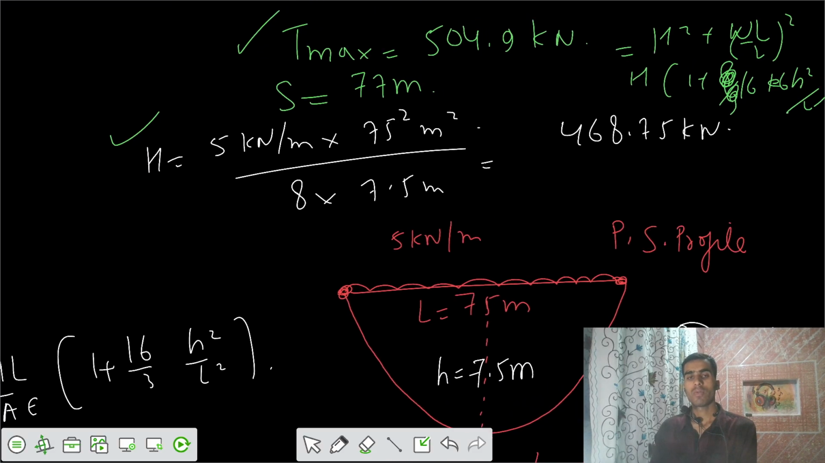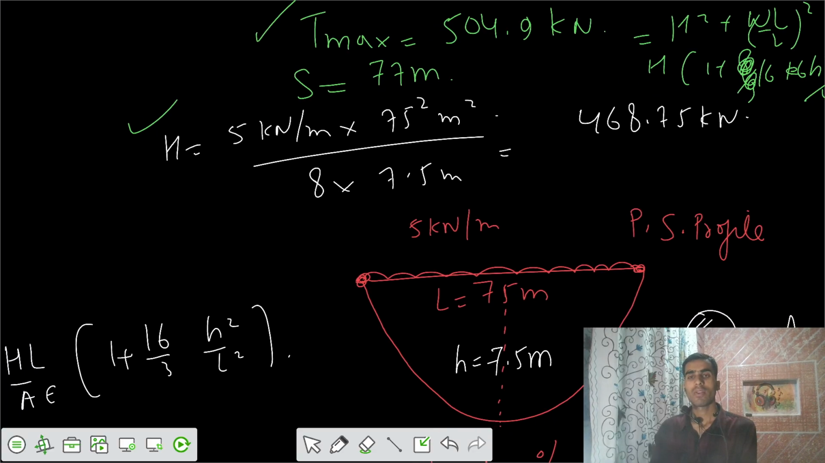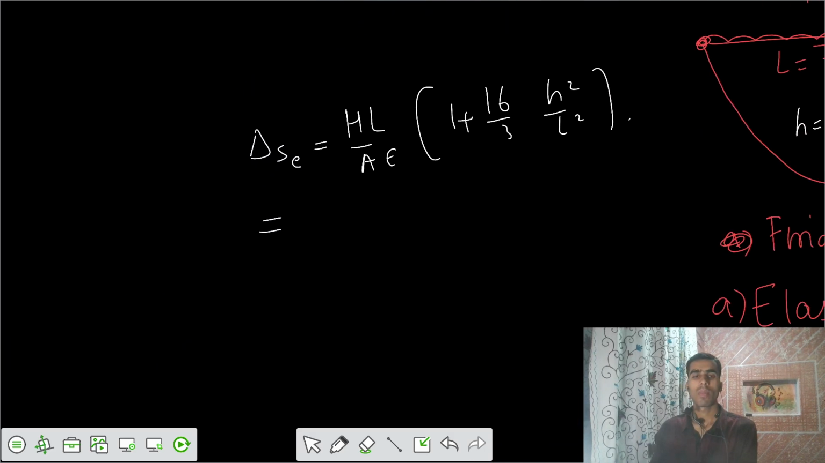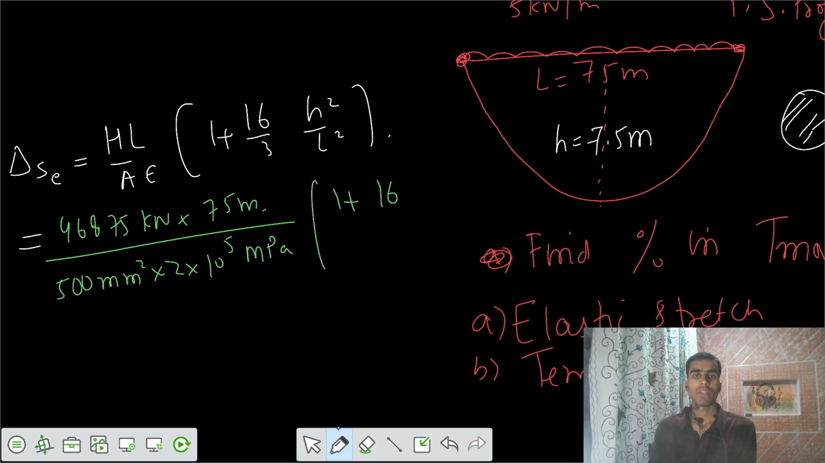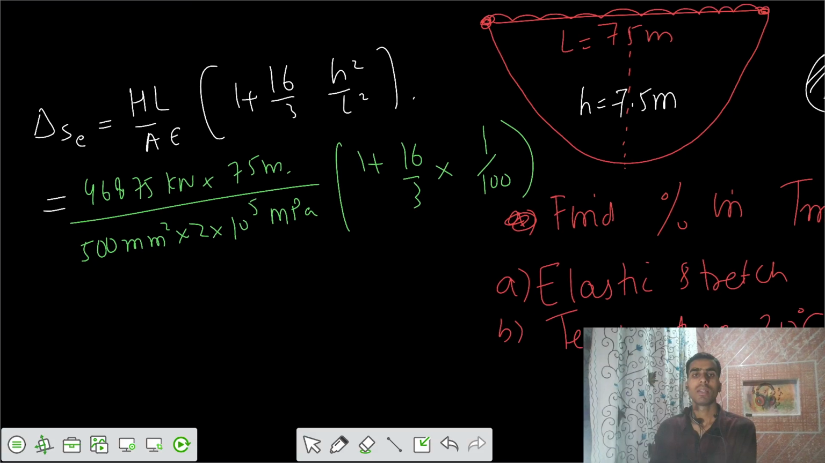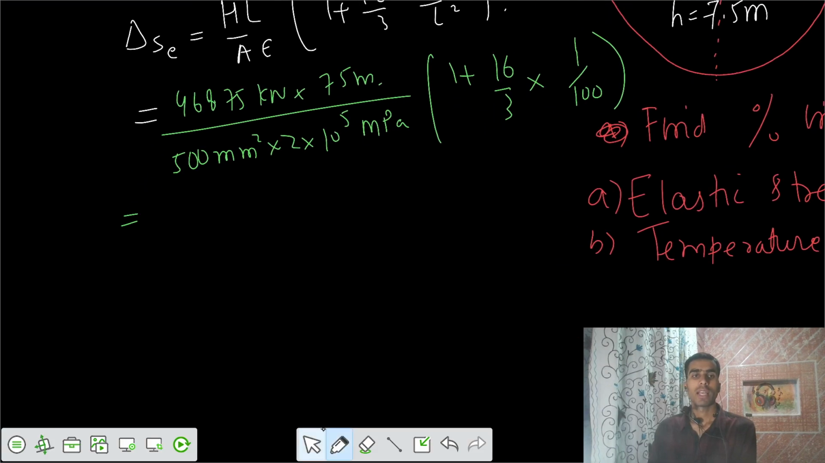Now we know these two data. Let's take the value of H, 468.75 kilonewton, into the total length of 75 meter, divided by area of cross section provided to you, 500 millimeter square, into modulus of elasticity, 2 into 10 to the power 5 megapascal, and 1 plus 16 by 3 of h square by L square. Your h is 1 by 10th of the length, so I can directly write 1 by 100. Can we write directly 1 by 100? So finally we have the change in length because of that elastic stretch equal to 370.3 millimeter.